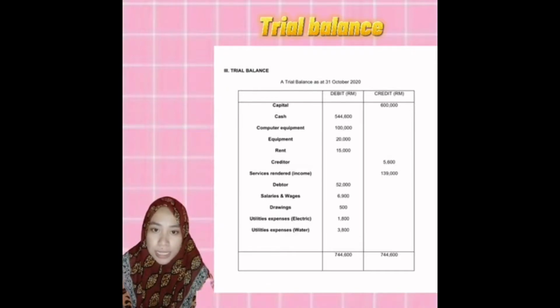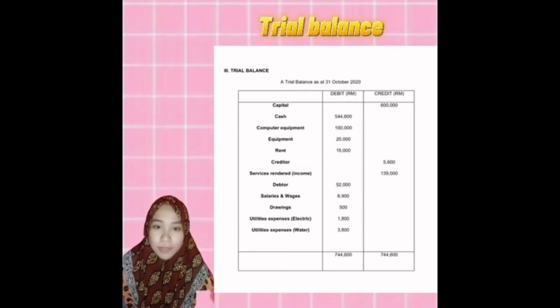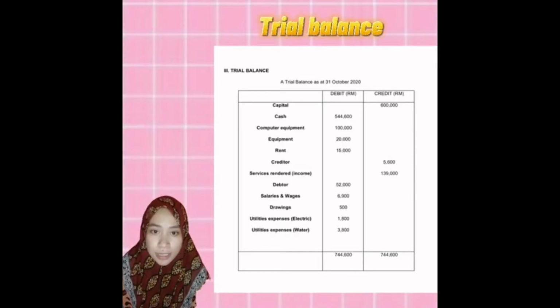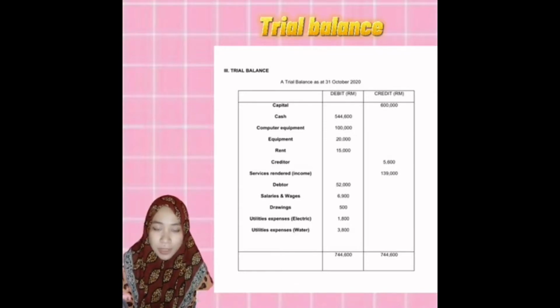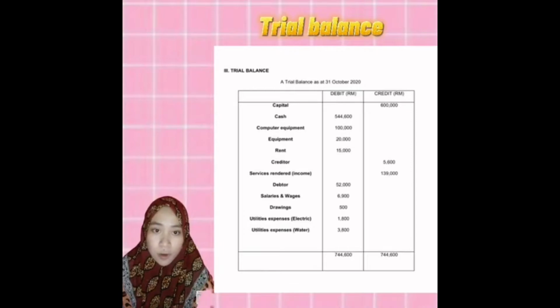Okay, in our case study, as at 31 October 2020, we have capital 600,000, cash 544,000, computer equipment 100,000, equipment 20,000, rent 15,000, creditor 5,600, service rendered in the income column 139,000, debtor 52,000, salaries and wages 6,900, drawing 500, utility expenses for electric 1,800, and utility expenses for water 3,800.